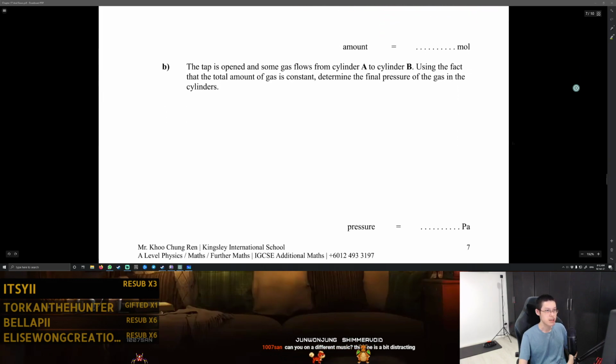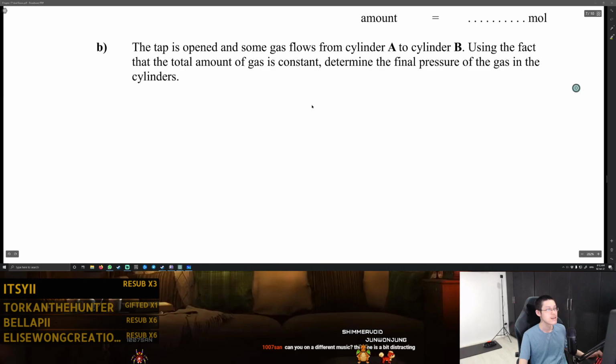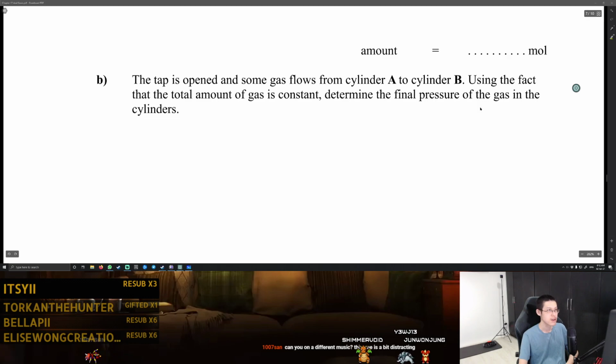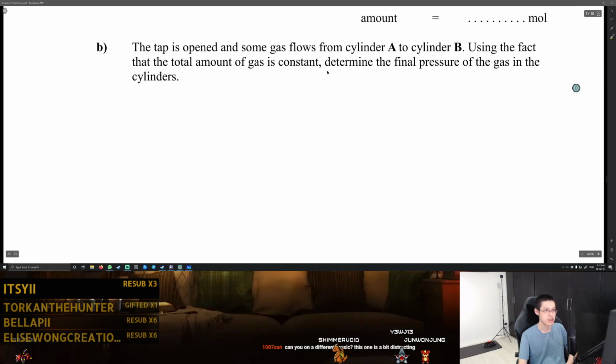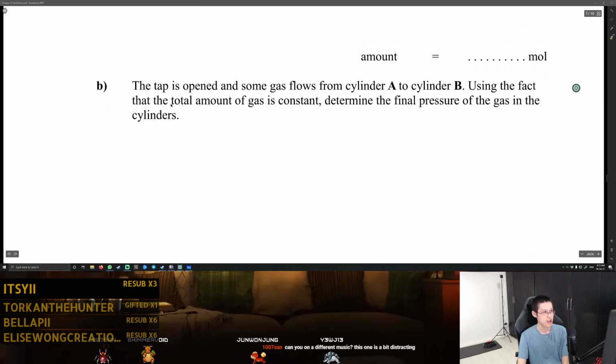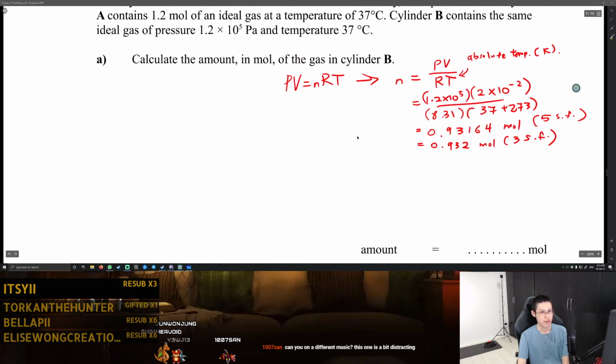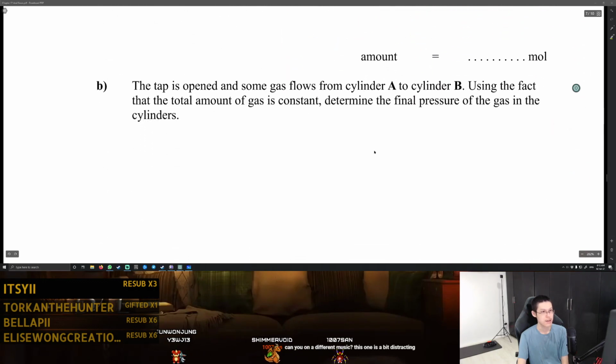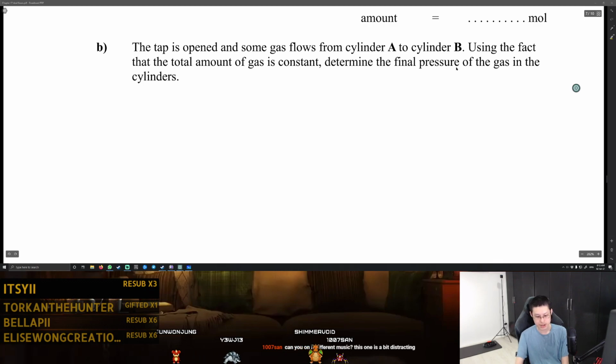Okay, let's look at B. The tap is open and some gas flows from A to B. Using the fact that the total amount of gas is constant, determine the final pressure of gas in the cylinders. Okay, so you open the tube and some gas flows from A to B. And they're telling you that the total amount of gas is constant, which means the total number of moles should be the same. That means the total number of moles should be this guy plus this guy. Right, and they want you to find the final pressure.